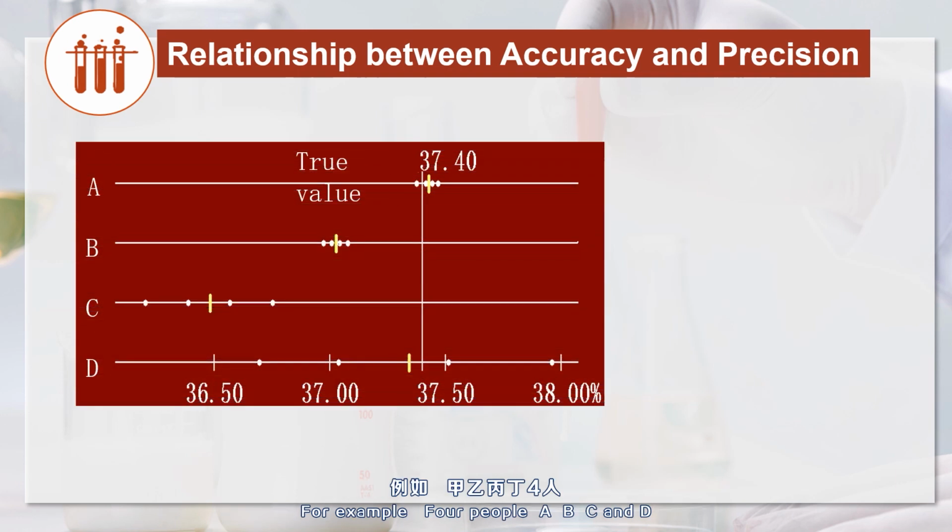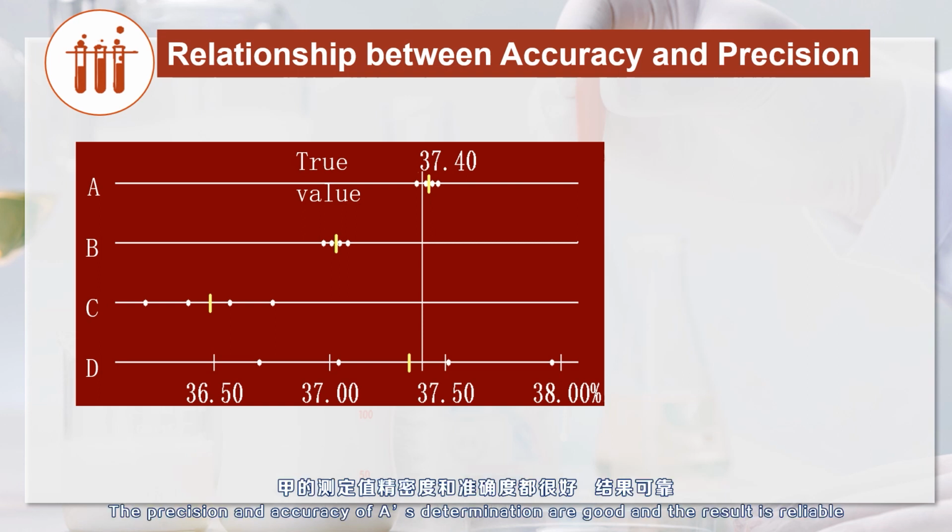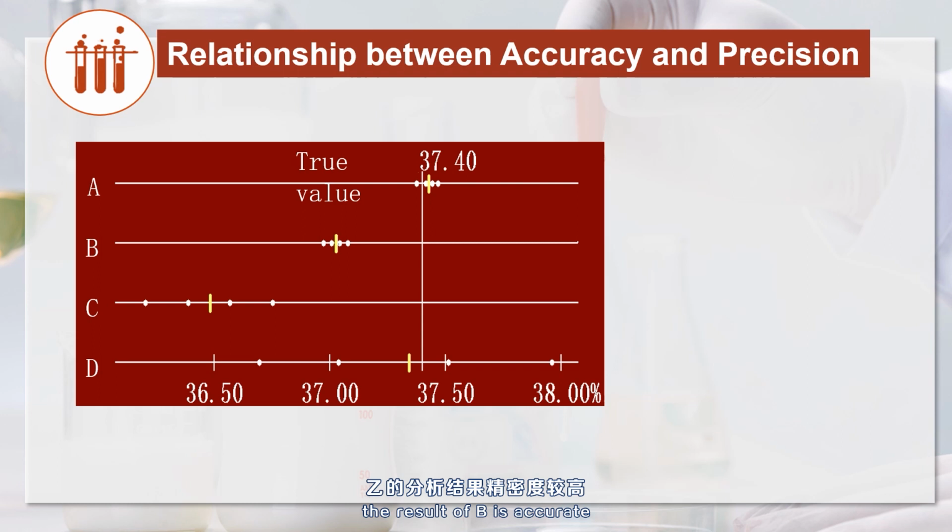For example, 4 people A, B, C, D determine the copper content in a certain ore sample simultaneously, and their results are listed in the table. The precision and accuracy of A's determination are good, and the result is reliable. The result of B is accurate, but the difference between the mean and the true value is great, so accuracy is low. The precision of the determination of C is not good, as well as the accuracy.